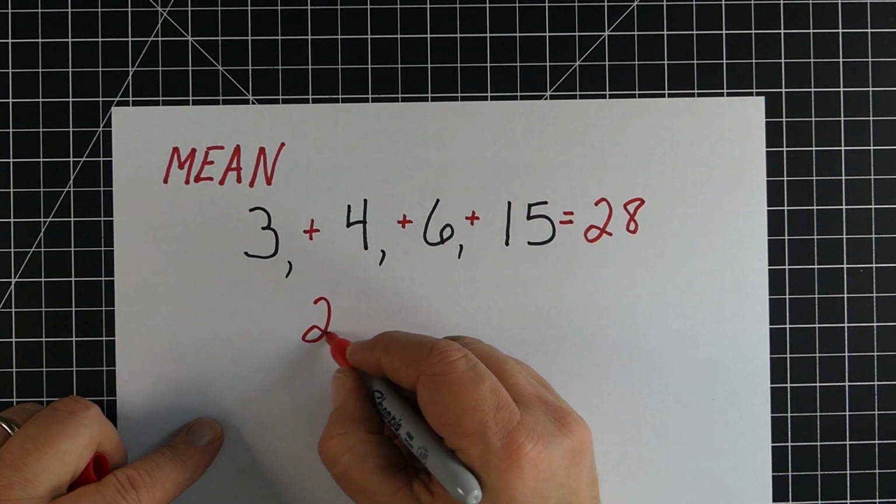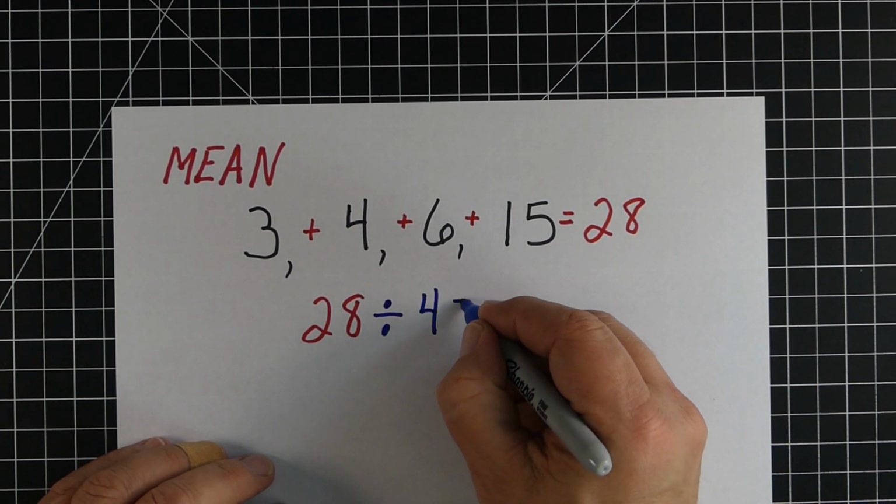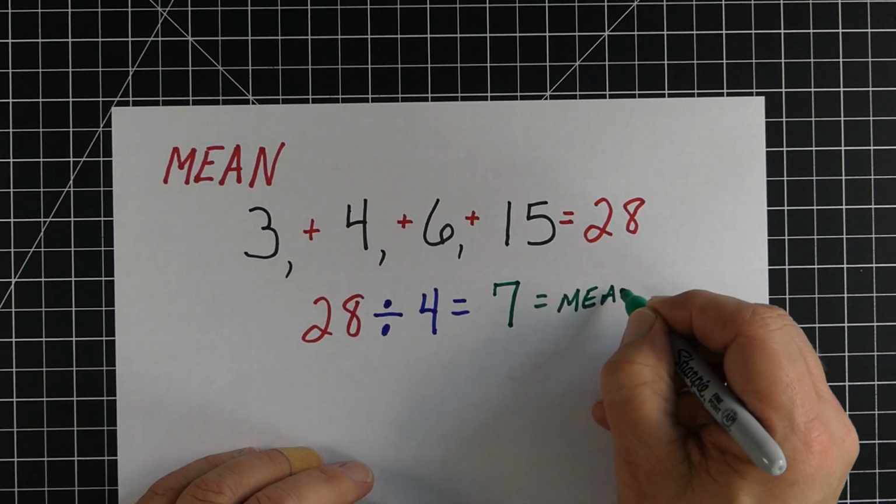So in this example, if we add it up, we get 28. Divide by 4, because there's 4 numbers, we would get 7. So that's the mean. So that's where the word mean comes from in this mean absolute deviation.